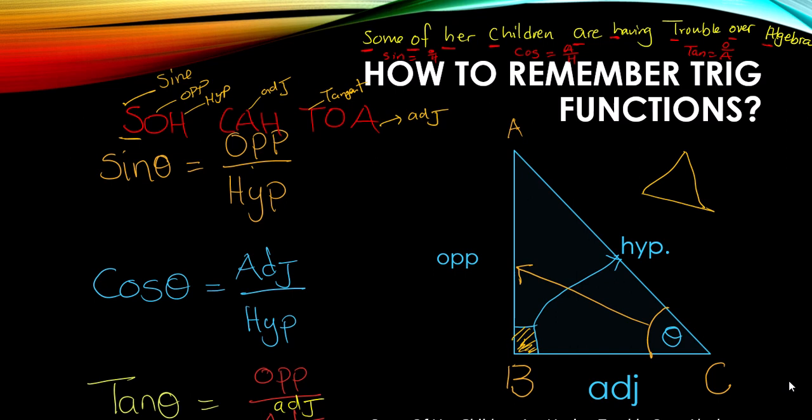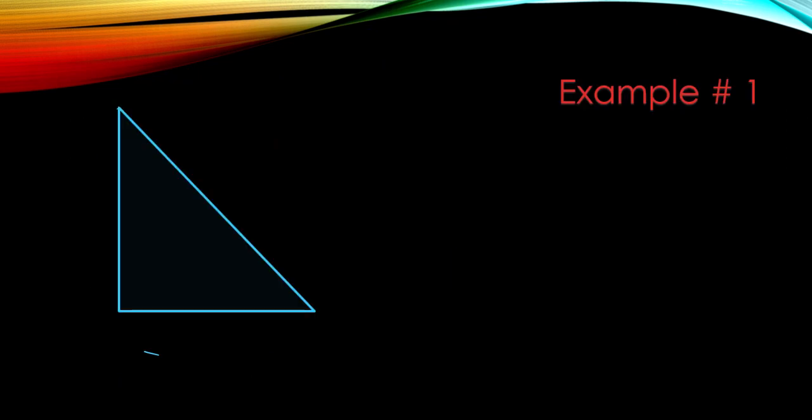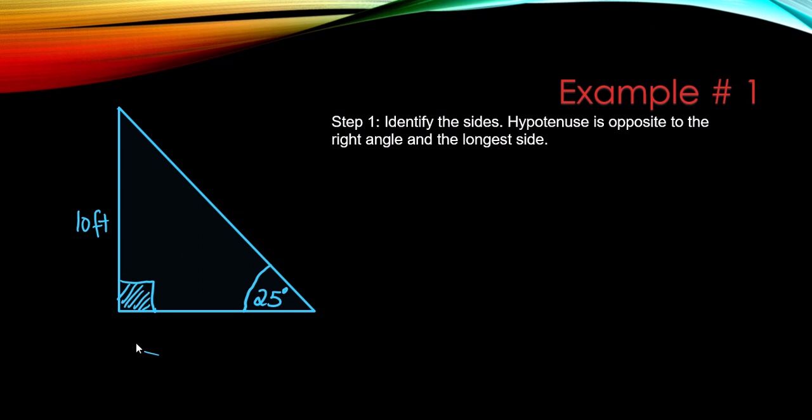Alright, so let's do some practice questions. Example number 1. So this is our right triangle, and this is what is given to us. We have one angle given and we have one side given.